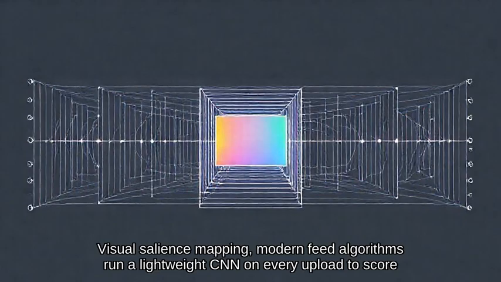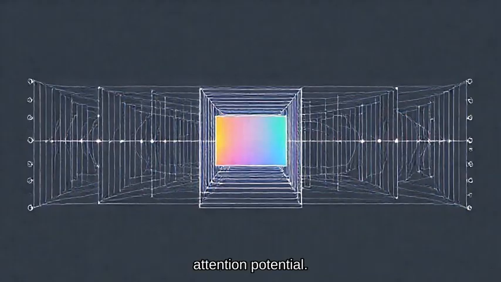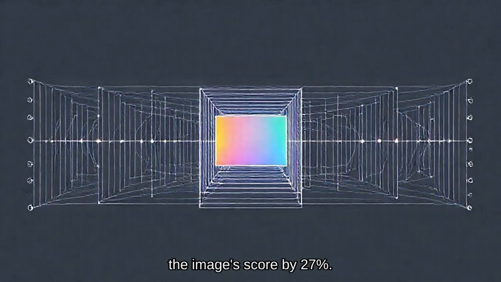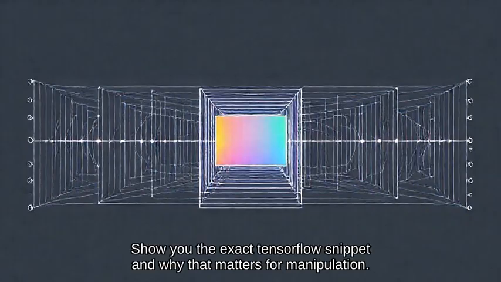Visual salience mapping. Modern feed algorithms run a lightweight CNN on every upload to score attention potential. That first convolutional layer can flag a single hue shift, say, a bright orange shirt, and boost the image's score by 27%. We'll break down the math, show you the exact TensorFlow snippet, and why that matters for manipulation.